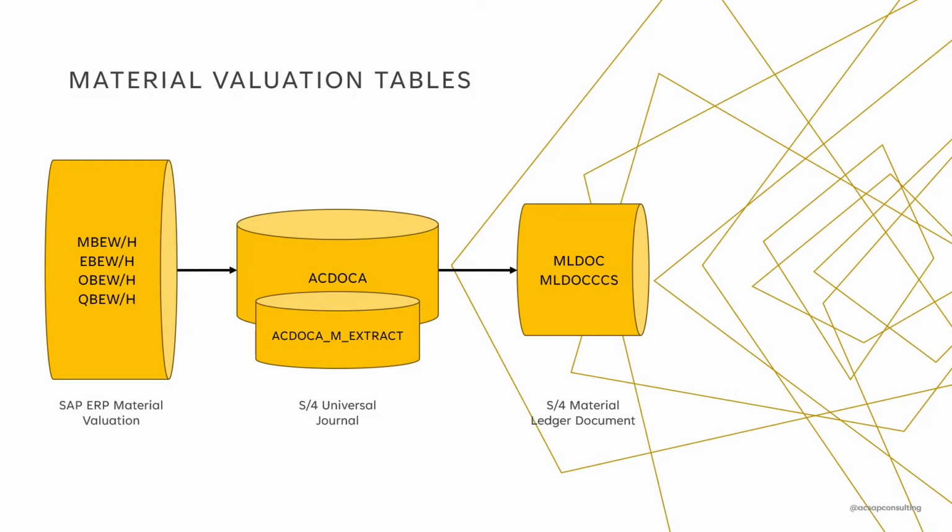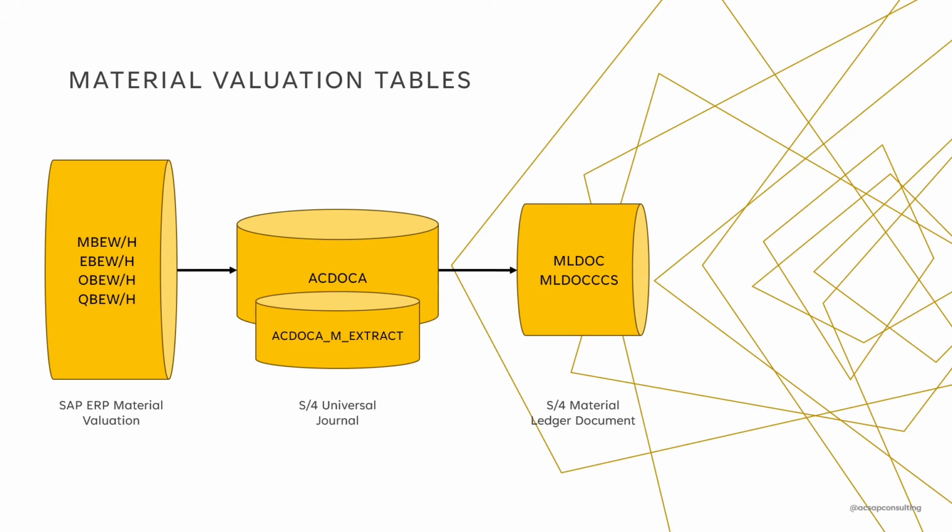There have been a lot of changes to the material ledger tables from the ERP system to S4, like we see here. The material valuation tables, all the MBEW or the EW tables like EBEW or OBEW, are now replaced with ACDOCA. Everything that was posted on these tables, including the history tables like MBEWH or EBEWH, is now replaced with ACDOCA. Everything posts onto the universal journal table.